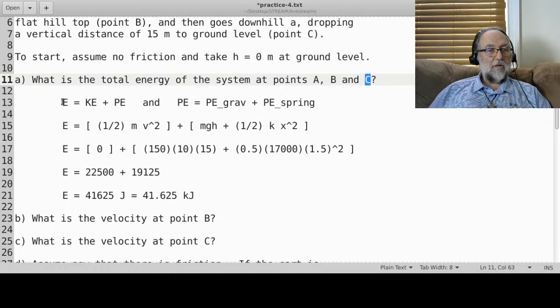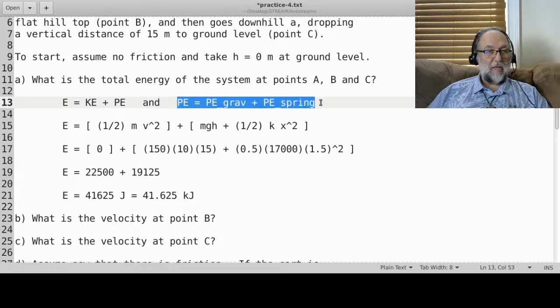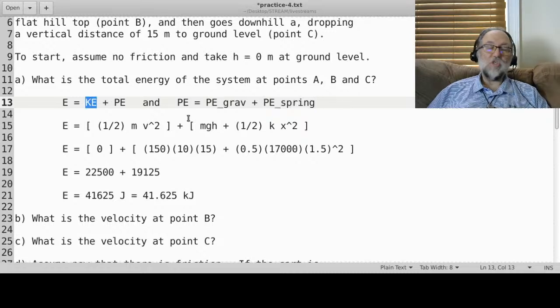So here's the generic statement of total energy. It's made up of kinetic plus potential. And the potential in this case is made up of two pieces: a potential energy due to gravity and a potential energy due to the spring. Once again, kinetic energy is because something's moving. If something's moving, it's got kinetic energy. If it's not moving, then it doesn't have kinetic energy.